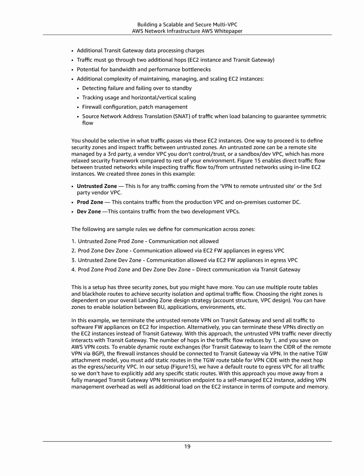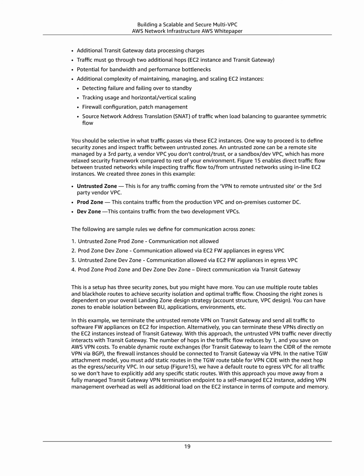In this example, we terminate the untrusted remote VPN on transit gateway and send all traffic to software FW appliances on EC2 for inspection. Alternatively, you can terminate these VPNs directly on the EC2 instances instead of transit gateway. With this approach, the untrusted VPN traffic never directly interacts with transit gateway. The number of hops in the traffic flow reduces by 1, and you save on AWS VPN costs.